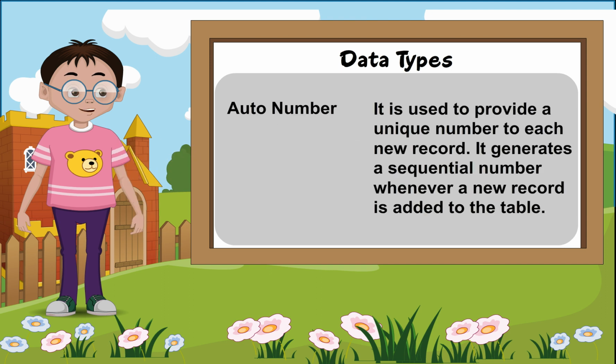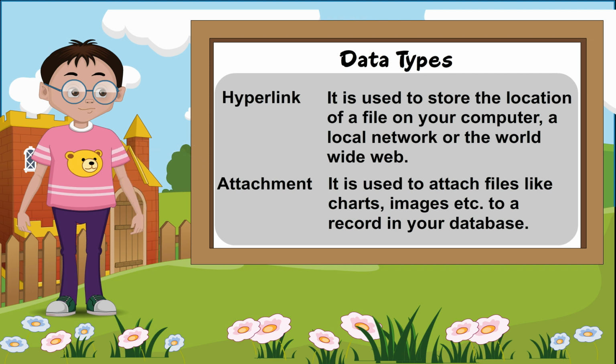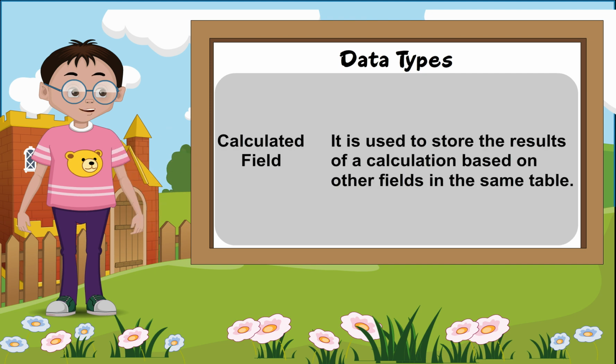Auto number. It is used to provide a unique number to each new record. It generates a sequential number whenever a new record is added to the table. Yes or no. It is used for the fields that have only one possible value, such as true or false. OLE object. It stands for Object Linking and Embedding. It is used to store pictures, audios and videos. Hyperlink. It is used to store the location of a file on your computer, a local network, or the World Wide Web. Attachment. It is used to attach files like charts, images, etc. to a record in a new database. Calculated fields. It is used to store the results of a calculation based on other fields in the same table.